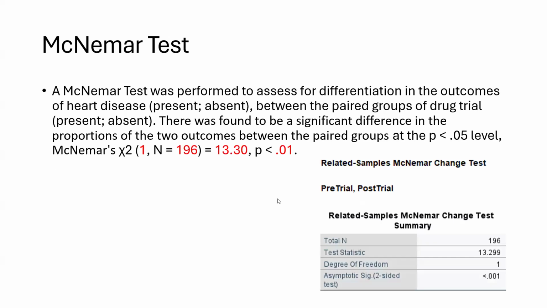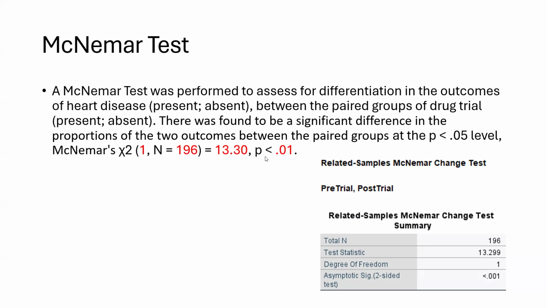So to state our findings or draw any conclusions, we have to look at our data as it was in our output from SPSS, and that's over here. So let's state our findings. Well, our P is less than 0.001, so we would state a McNemar test was performed to assess for differentiation in the outcomes of heart disease present-absent between the paired groups of drug trial present-absent. There was found to be a significant difference in the proportion of the two outcomes.